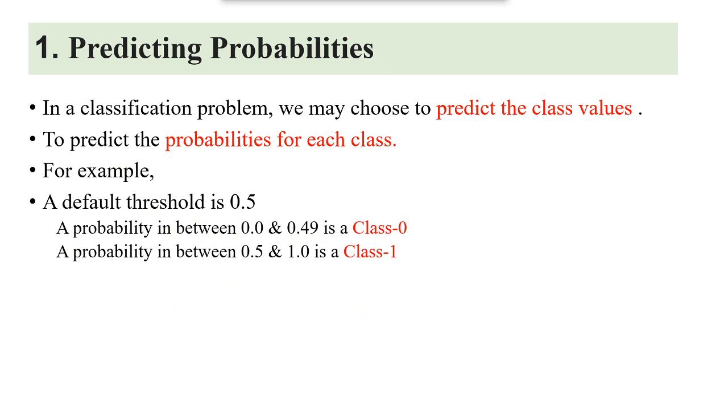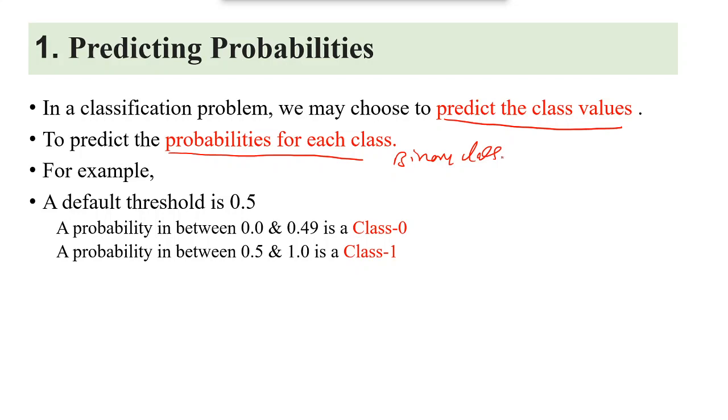So what is predicting probabilities? In a classification problem we may choose the predicted class values. So we have to predict the probabilities for each class. Each class means, based on the problem statement, suppose it is a classification problem. It is a binary class.